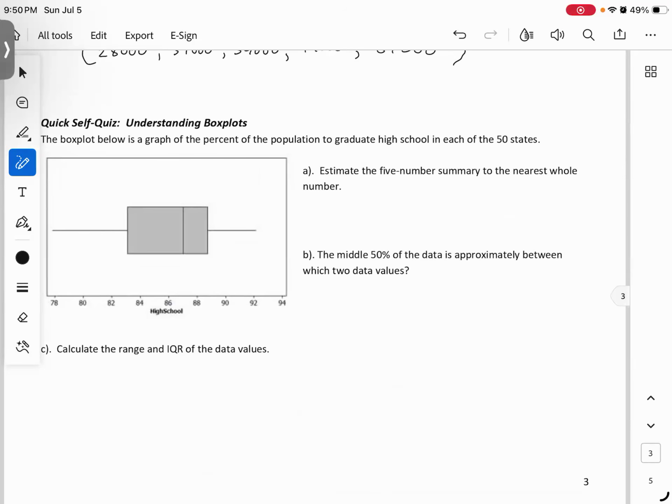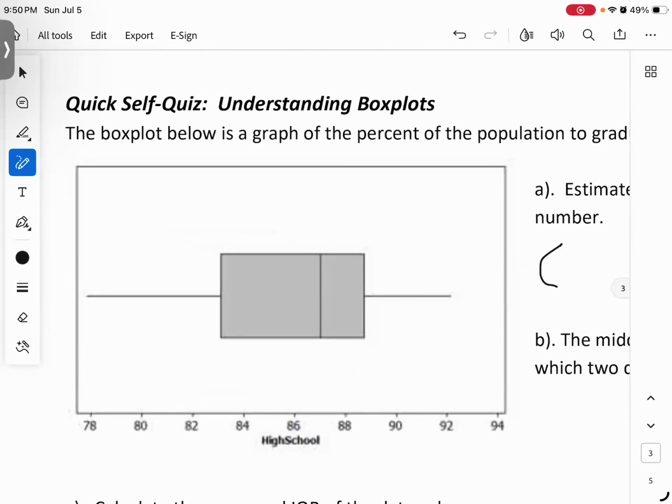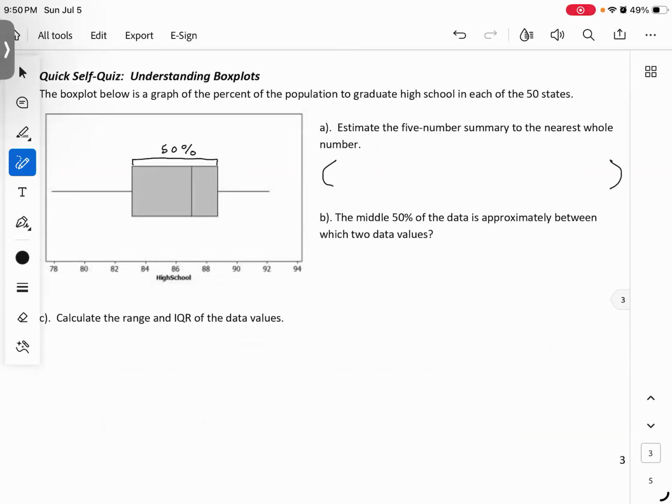This one's just a quick self quiz. So go ahead and pause the video, try it for yourself. It's just asking for the five number summary: the min, the Q1, the median, Q3, and the max. And then the other thing for part B is where is the 50% interval in between. I mentioned that on the very first page, but it's going to go from here to there. That's your middle 50%. And then once you have your five number summary, you'll be able to answer B.